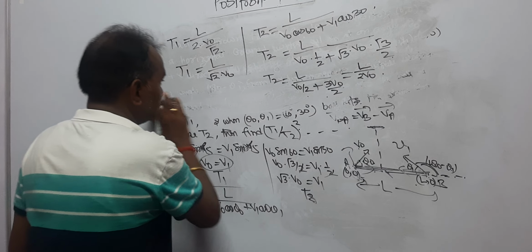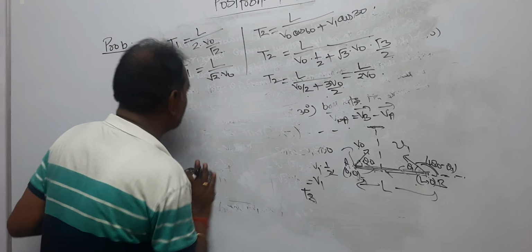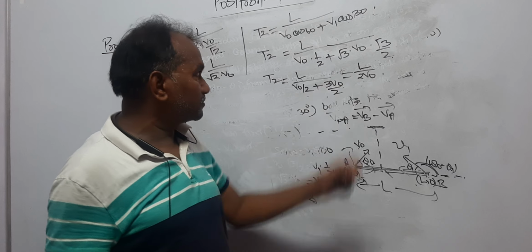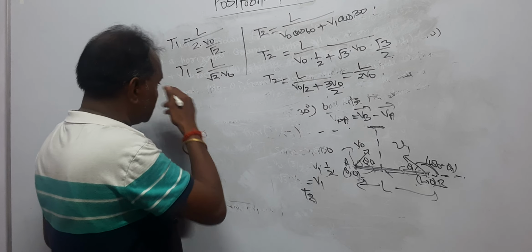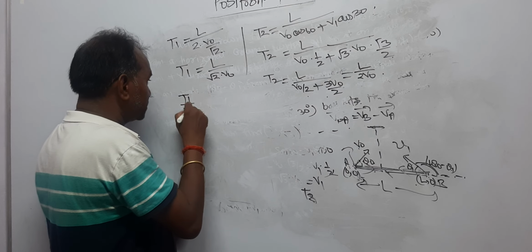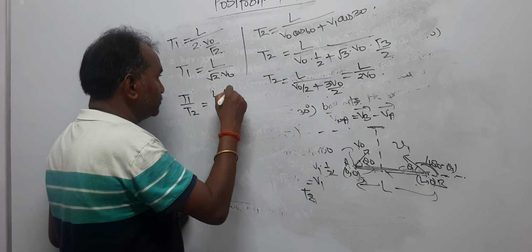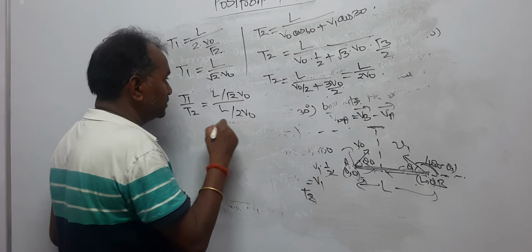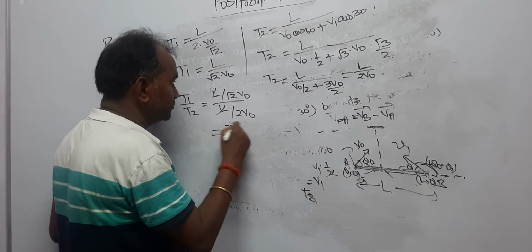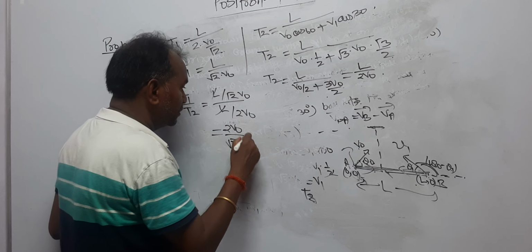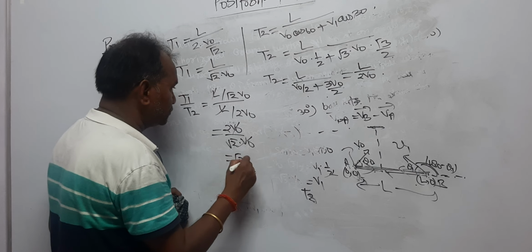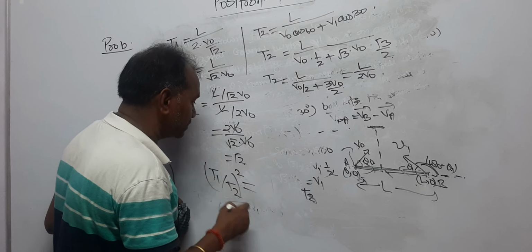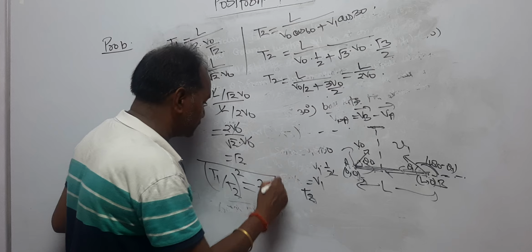In the first case, we have got T1 is equal to L upon root 2 V naught. In the second case, T2 is equal to L upon 2 V naught. So T1 upon T2 is equal to L upon root 2 V naught divided by L upon 2 V naught. L would be cancelled, 2 V naught upon root 2 V naught. V naught would be cancelled, this is root 2. So T1 upon T2 whole square, which the question was asking, works out to be 2.